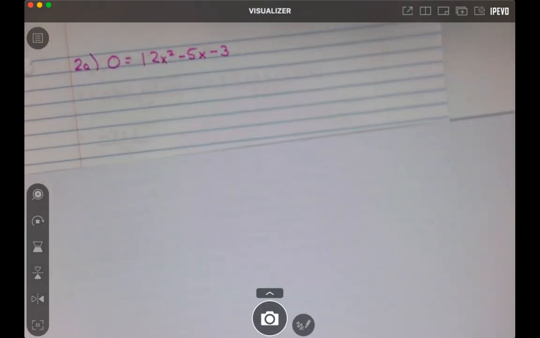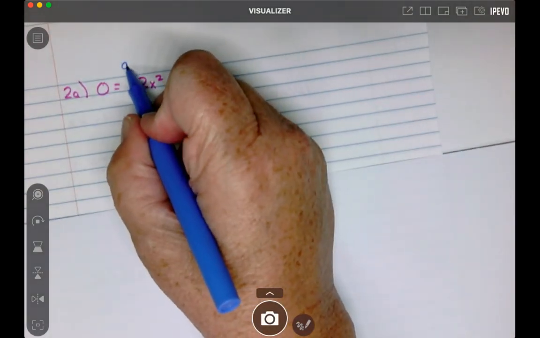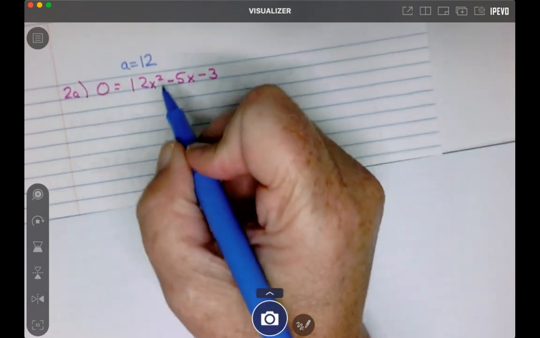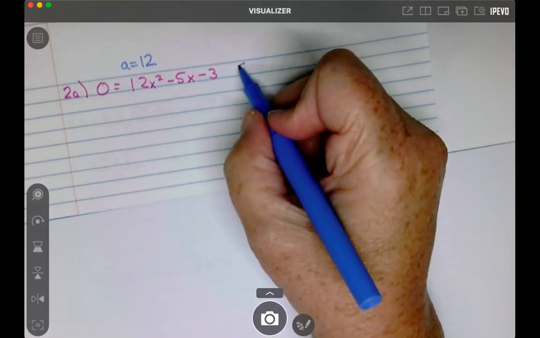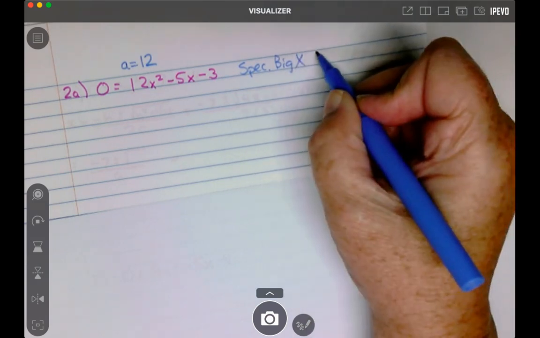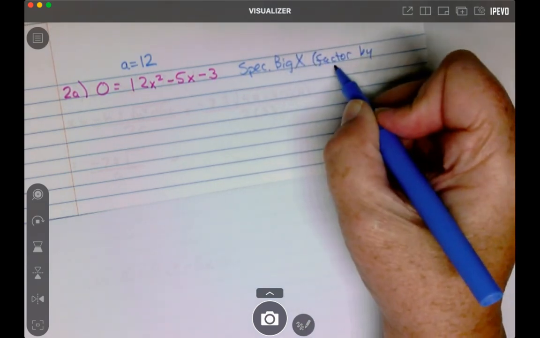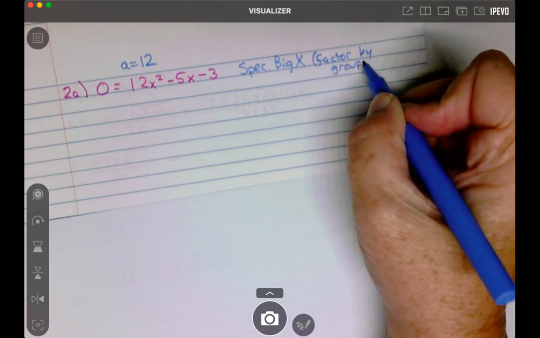And for number 2, we are supposed to solve by factoring. And so I notice here that my a equals 12. So that means I'm going to have to do special big X, which means I'm going to have to include factor by grouping. Okay, so this one has a few extra lines of work.